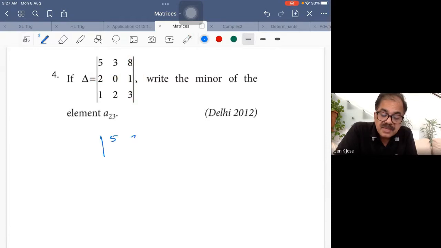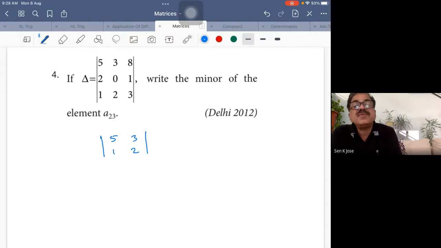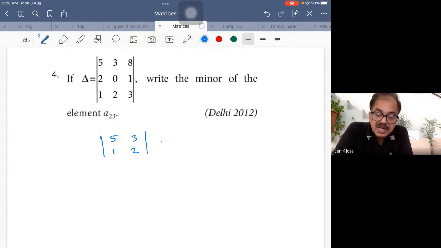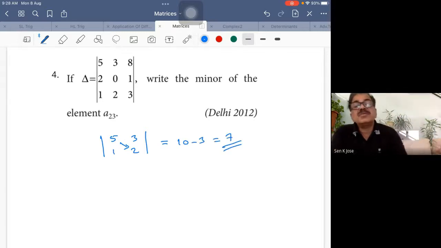5, 3, 1, 2. Determinant 5, 3, 1, 2 is the minor. Of course, you need to evaluate. So when you evaluate, you will get 10 minus 3, which is 7. See the difference? If it was cofactor, I would have had the position sign outside.